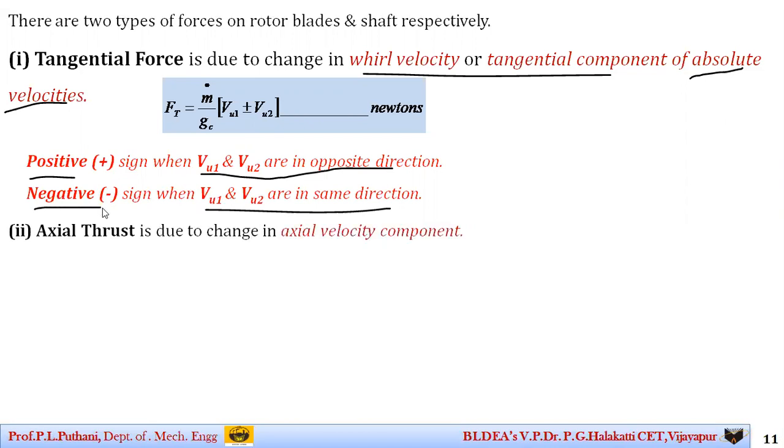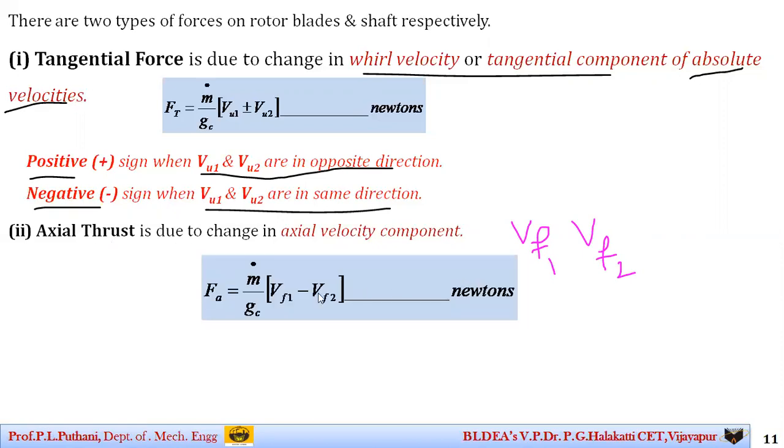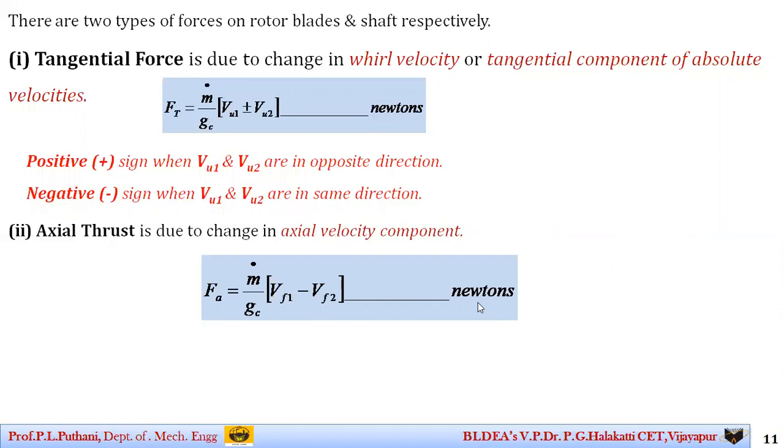Similarly, the next force is the axial thrust, which is mainly due to the axial velocity components. These axial velocity components are nothing but the flow velocity components, Vf1 and Vf2. The difference between Vf1 and Vf2 will give you the axial thrust. Therefore, Fa is equal to m dot by Gc times (Vf1 minus Vf2), again in newtons.